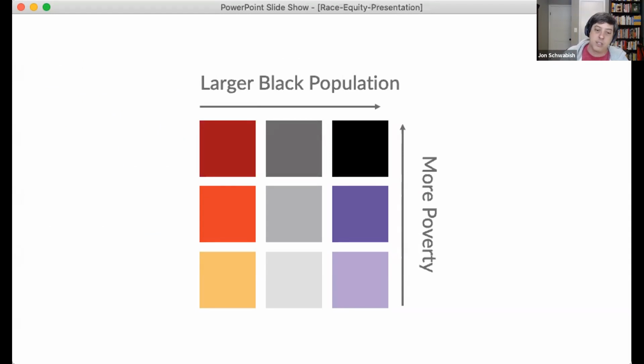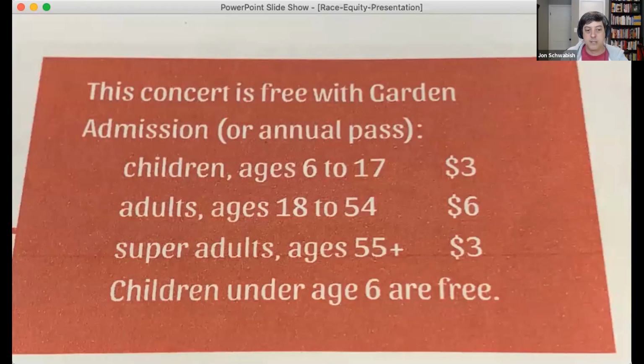The author of the original dashboard and I went back and forth and talked about this at length. And they ultimately changed it from more Black to larger Black population and kept the label for more poverty. But I think even this larger Black population is an improvement over this reference to skin color rather than people or populations.